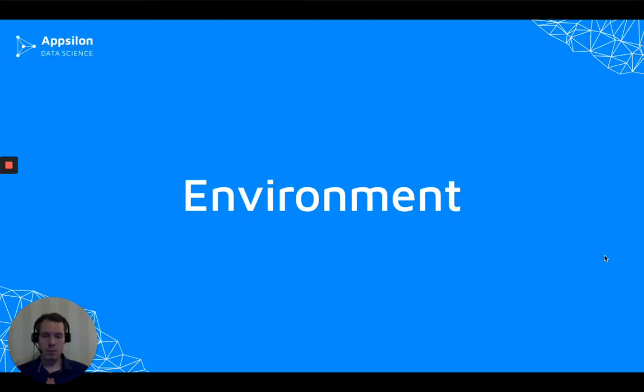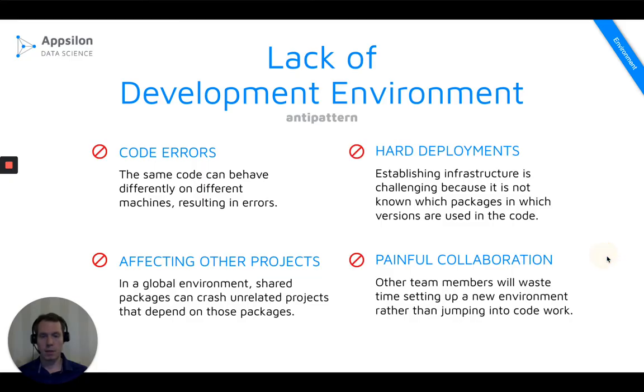So the second building block: the environment. Lack of a development environment is the root of a lot of problems, because basically you can write the same code, but it will behave differently on different machines because it uses different versions. So it can be really painful, and it can also affect your other work. So make sure that you have a development environment set.